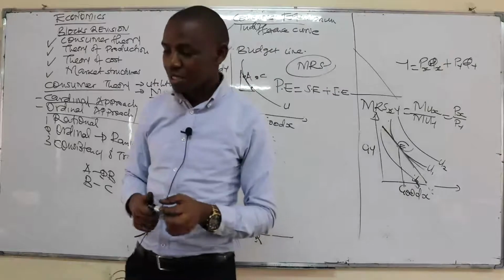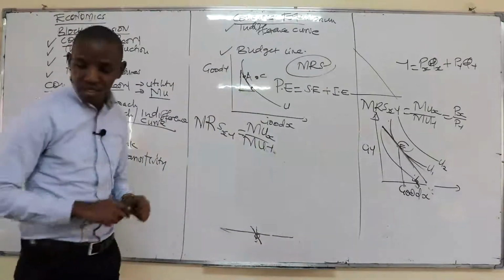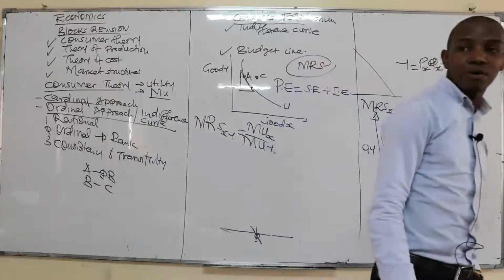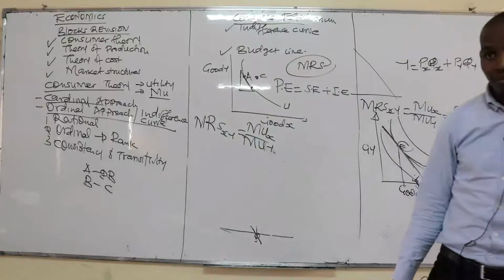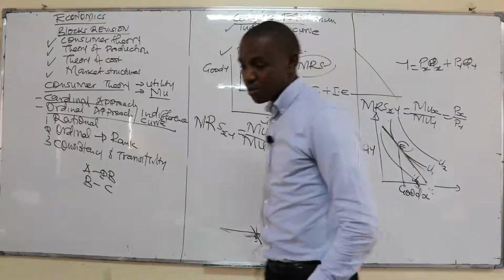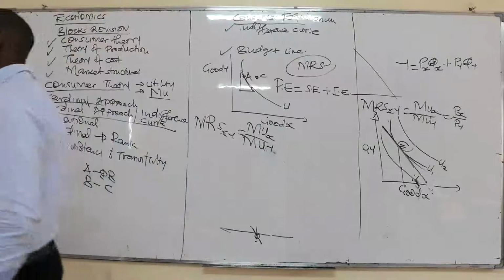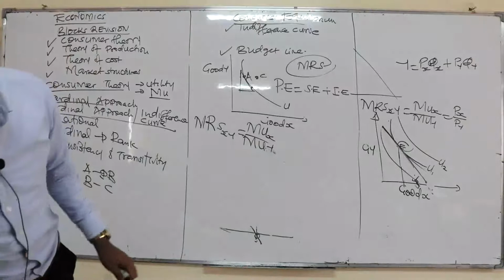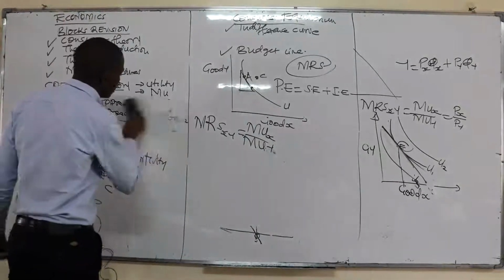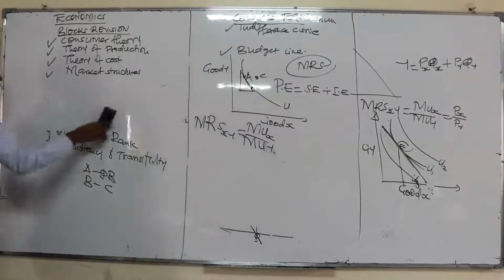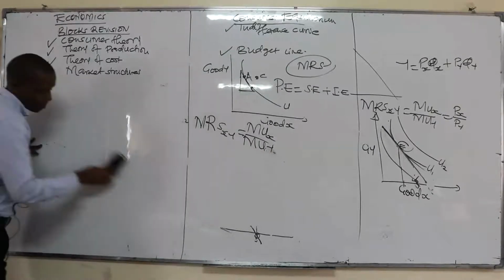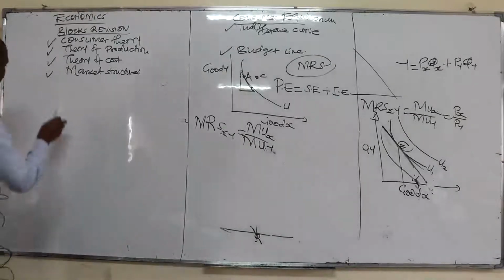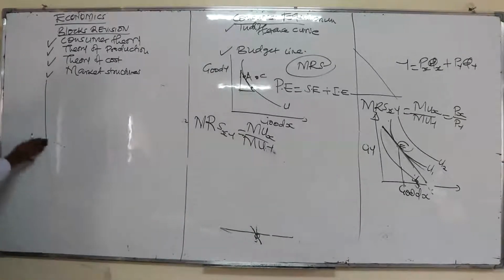Then the other one is that indifference curves can also be used to derive what we call the Engel curves. Now, when you talk about the Engel curve, it is also what we call the income demand curve. This is what we mean.